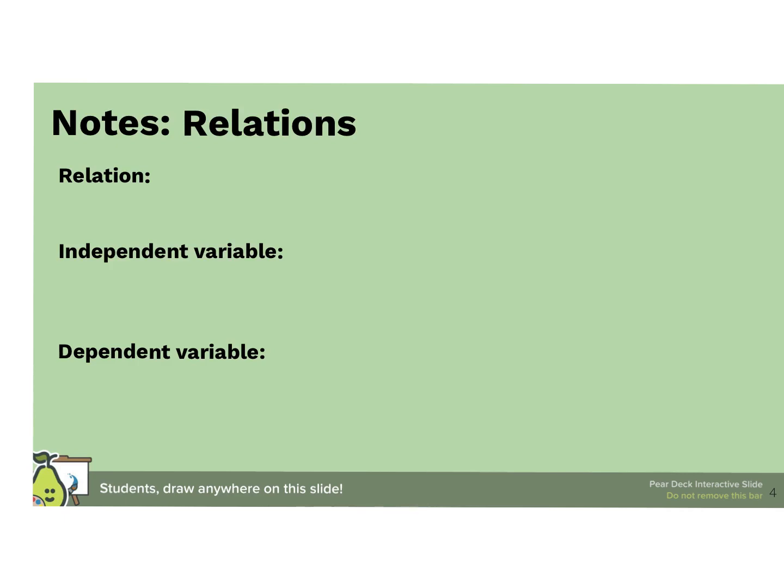Okay, so we're learning about relations. What is a relation? A relation is simply any group of ordered pairs. Any group of ordered pairs. What do I mean by that?